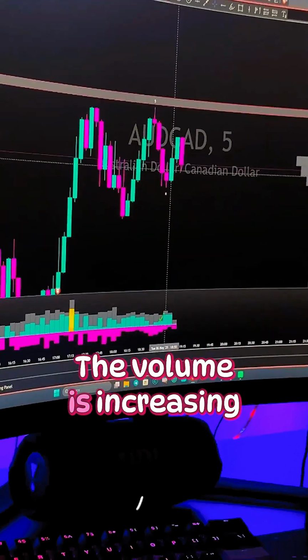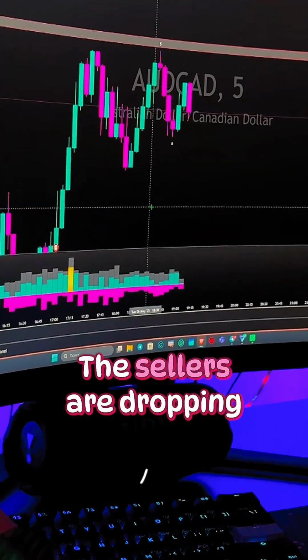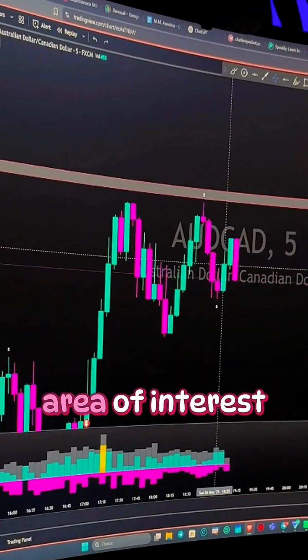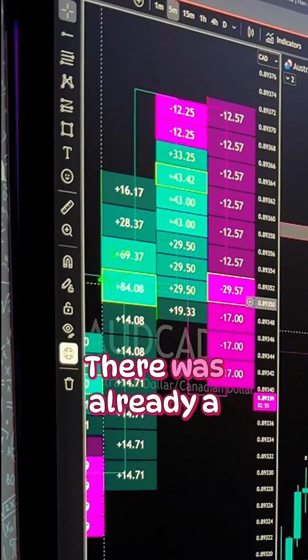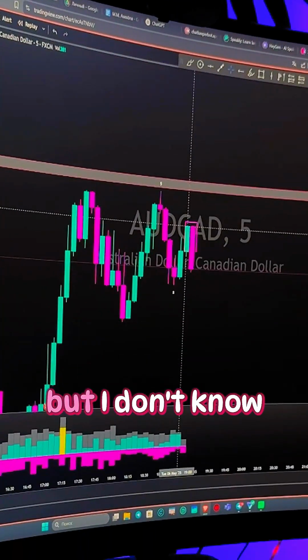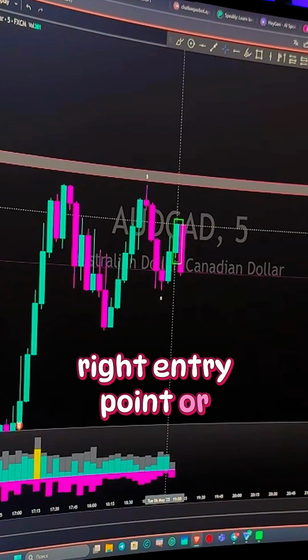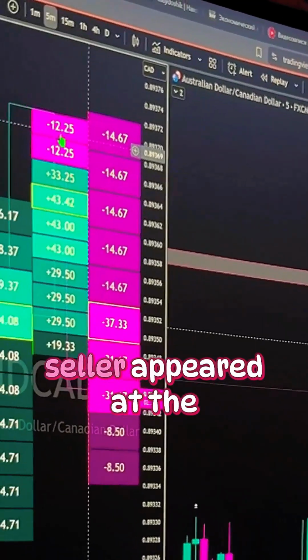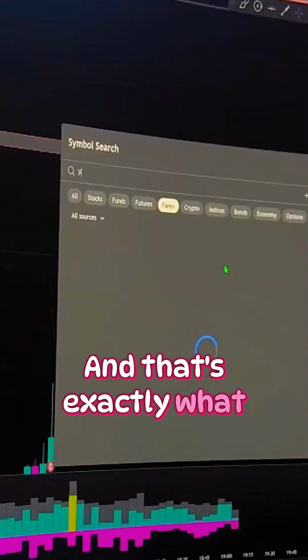The volume is increasing on the buyer's side, the sellers are dropping. The trend is still in favor of the buyers. We're closing at the area of interest. There's volume at the top. There was already a pullback here. Here, it's not that important. The upward movement happened, but I don't know. Was it not the right entry point or what? I didn't make it in time. I didn't manage to take the profit. As a result, the seller appeared at the top. And that's exactly what we're seeing now.